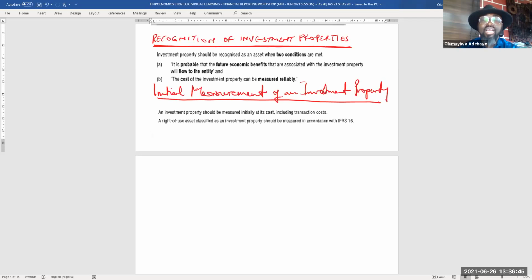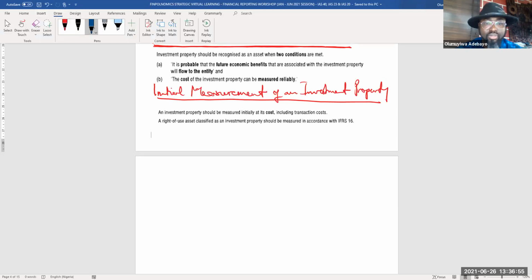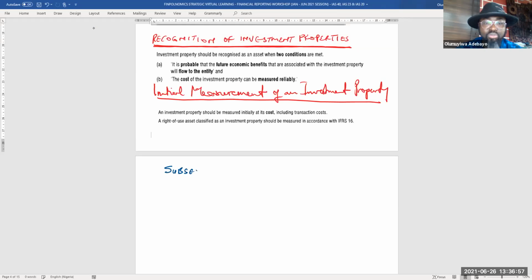Now, I told you earlier that subsequently, if we are to measure investment property, there are two models that are key, and they are mutually exclusive. Who can remind me of those two models?